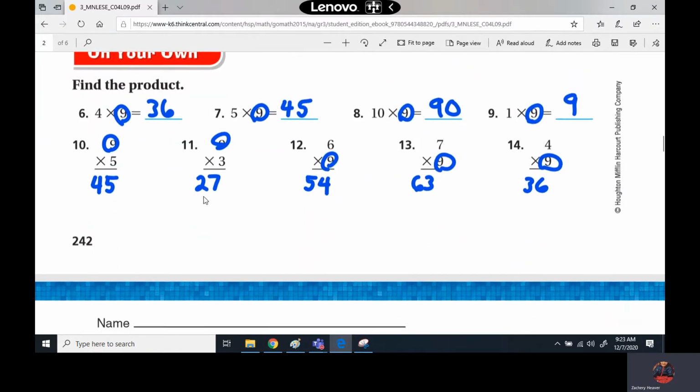I circled the 9 again. 9 times 5, what's 1 less than 5? 4. 4 and 5 make 9, 45. 1 less than 3 is 2. 2 and 7 make 9, 27. 1 less than 6 is 5. 5 and 4 make 9, 54. 1 less than 7 is 6. 6 and 3 make 9, 63. And 1 less than 4 is 3. 3 and 6 make 9, 36. Simple as that.